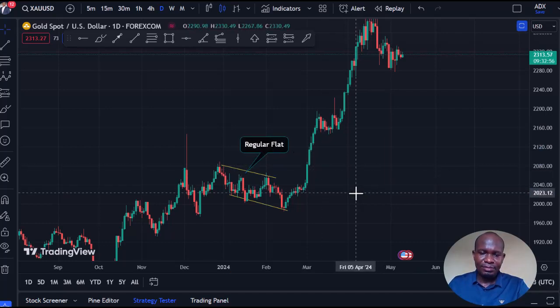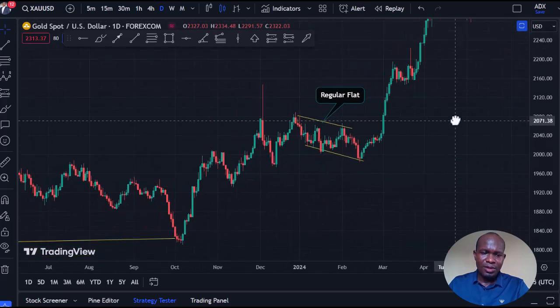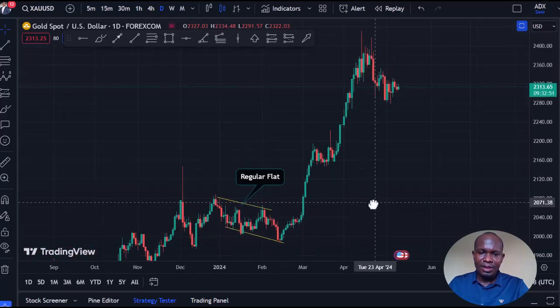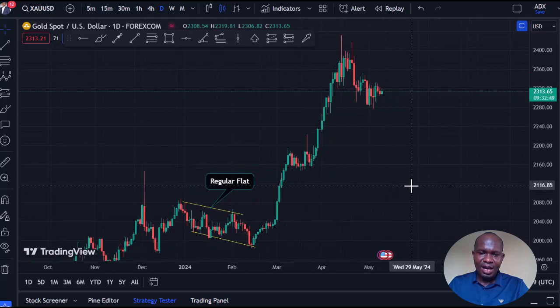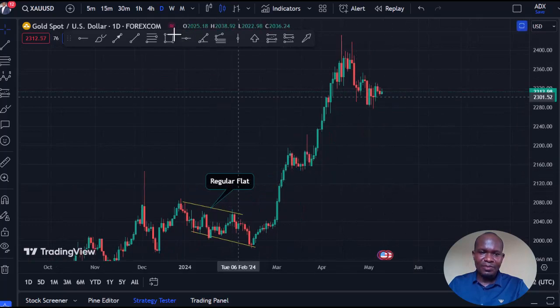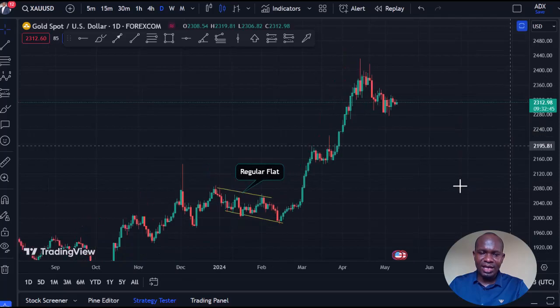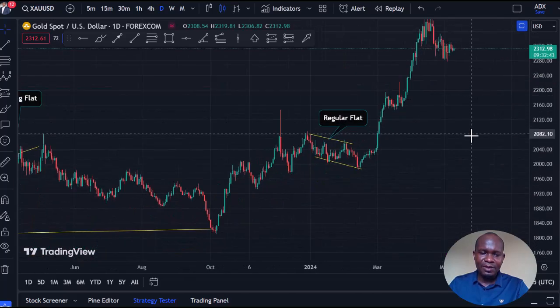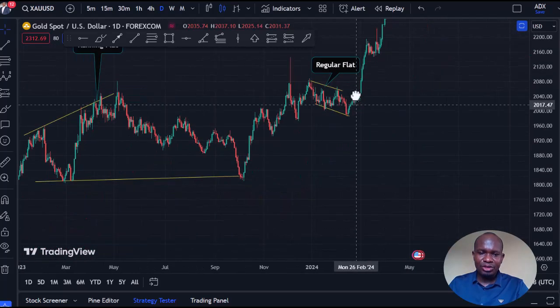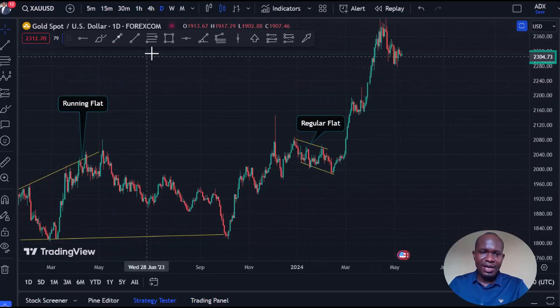Regular flat. Okay, so that's the flat I can see clearly, and also we can't see much. So from the daily chart, do we have a setup? Now we have a trend. We can mark it up here.